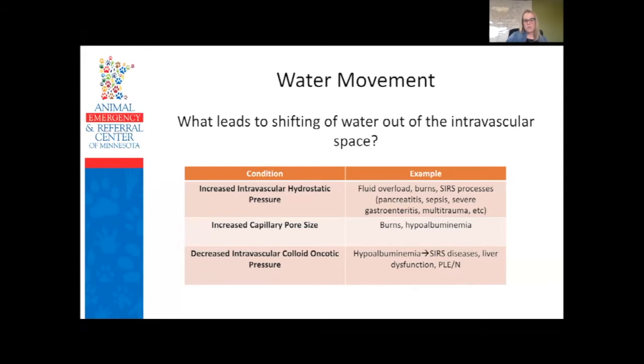anything that's going to increase the pressure within those vessels. Fluid shifts due to increased capillary pore size or those leaky vessels, we can see secondary to burns or hypoalbuminemia. And then decreased COP most classically is caused by hypoalbuminemia. And I think we all know a lot of the causes that can lead to decreased albumin in the body. Again, this is not so that you think about your patient and go, oh, you've got increased capillary pores. It's, you have a condition that could lead to some fluid shifting. I need to recognize that and be aware of that so I can be treating my patient appropriately, because fluids might be moving where I don't want them to go.